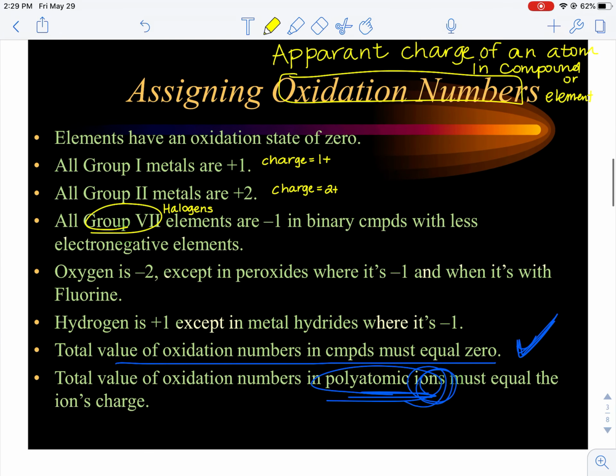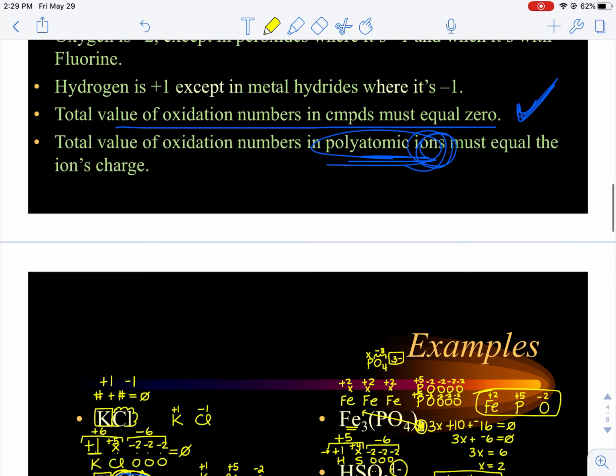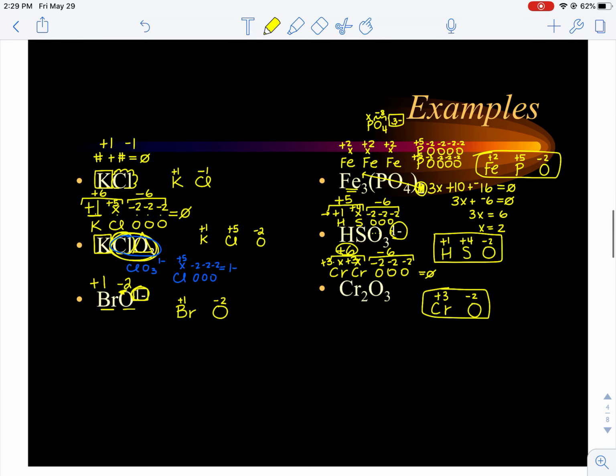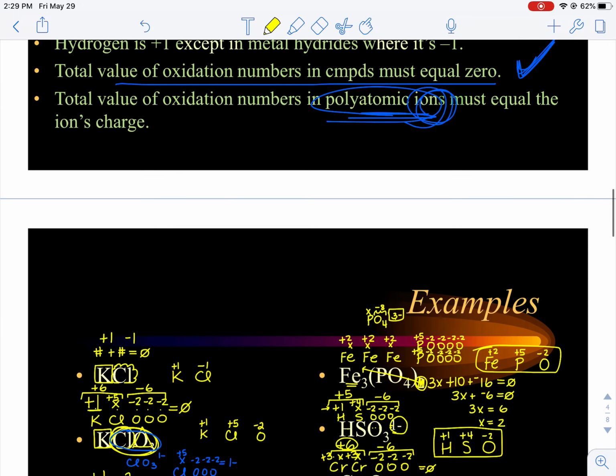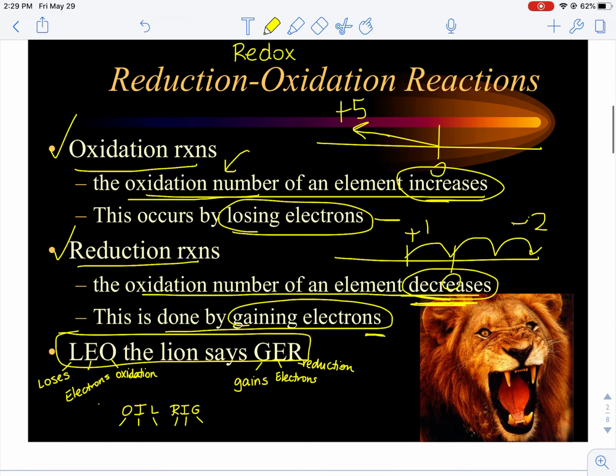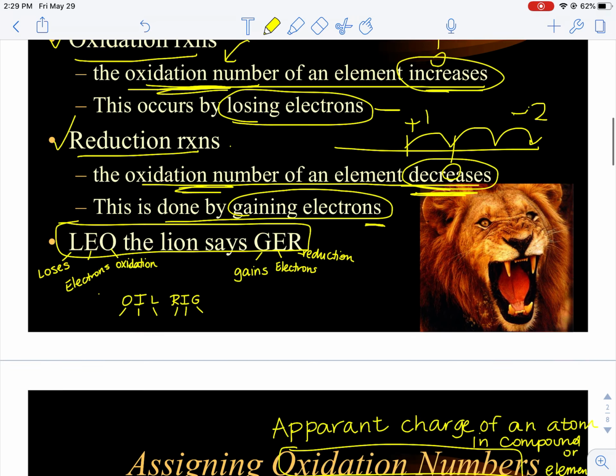Again, last lesson, we learned the rules for assigning oxidation numbers and what they are, and we went through some examples, and then you had a chance to practice some in your homework. So now we're going to come back together and see how the changing of these oxidation numbers allows us to say whether oxidation or reduction will occur.